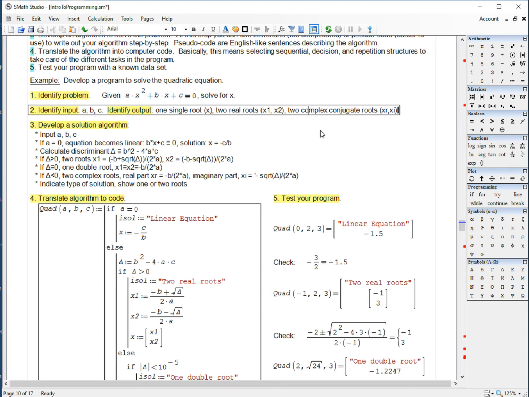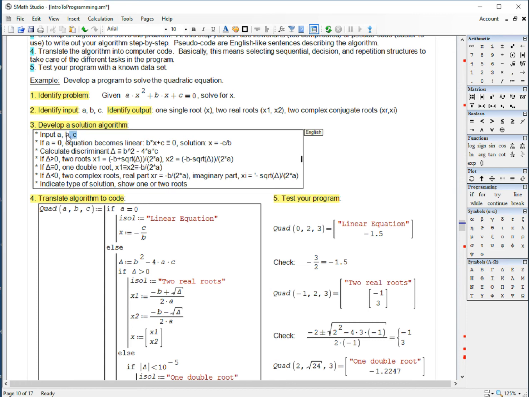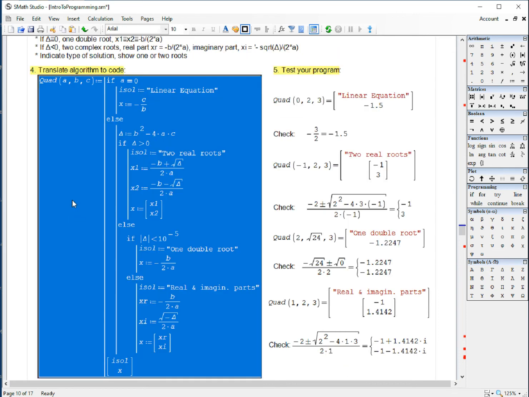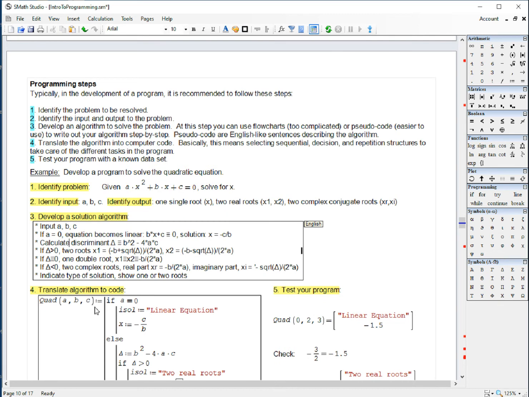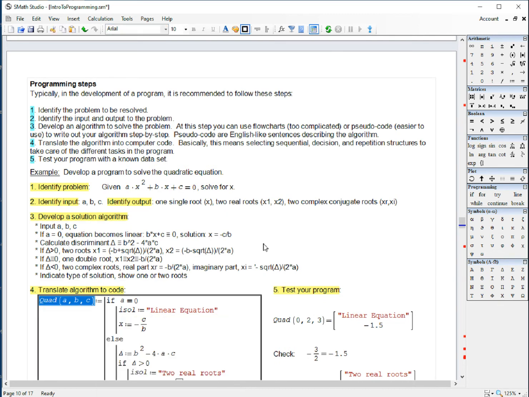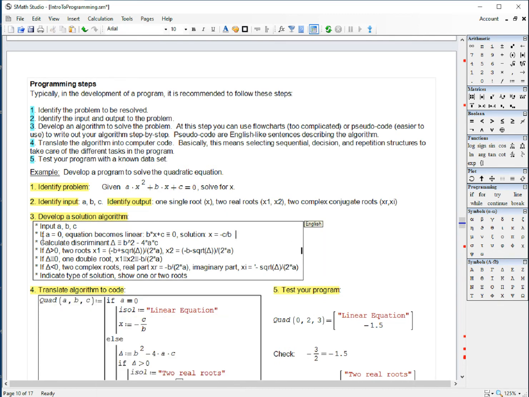For this, we need to know something about the problem. We all have solved second order or quadratic equations in the past. So what will be the solution algorithm? We're going to input a, b, c. In the case of SMATH Studio, basically, we provide those values as arguments to the function. Then we check if a is equal to 0, which could happen, so that our equation has become a linear equation whose solution is unique and is equal to minus c over b.